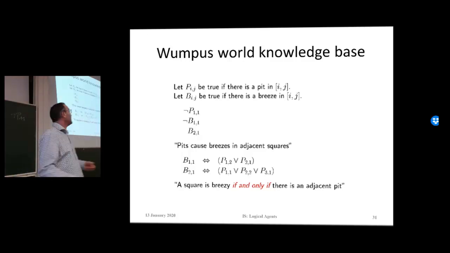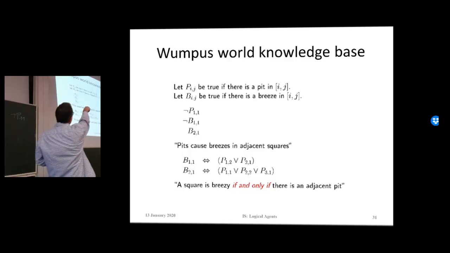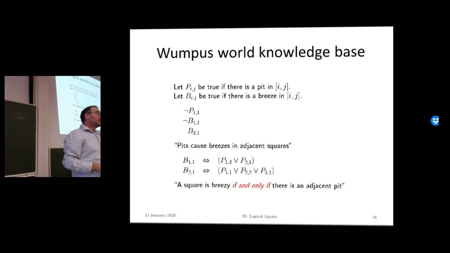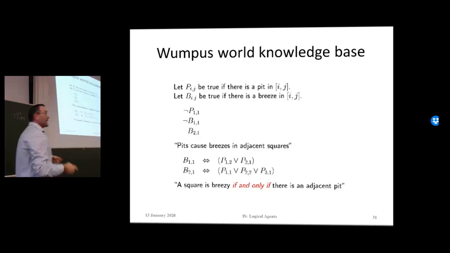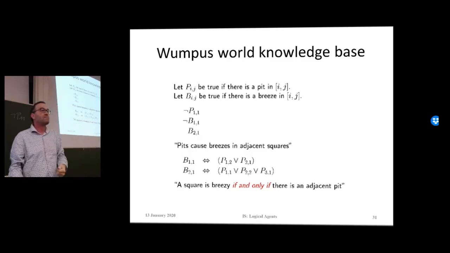So let's see what we have here. I was already one step ahead about the description of the game state itself. So here we have the rules of the game. And the rules of the game basically say that if you have P of i,j, then there must be a pit in i,j. And that holds for all the 16 fields of the game. And then we have the breezes. So B i,j is true if there is a breeze in i,j.